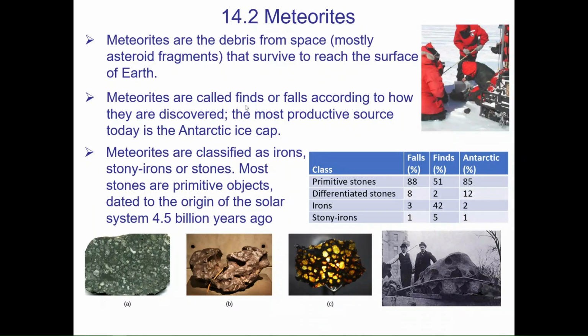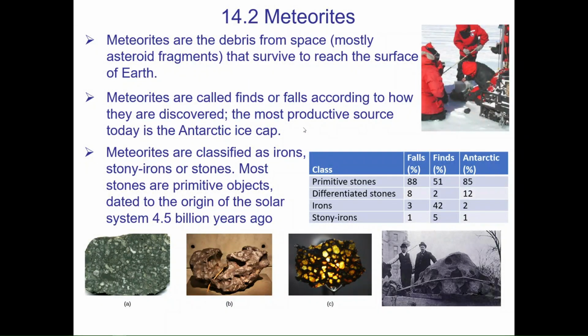And the second method is called finds. That is when people sometimes discover unusual looking rocks that look very different from the rocks on the surface of Earth. And if those rocks, after analysis, turn out to be meteorites, then we call this type of meteorite a find.